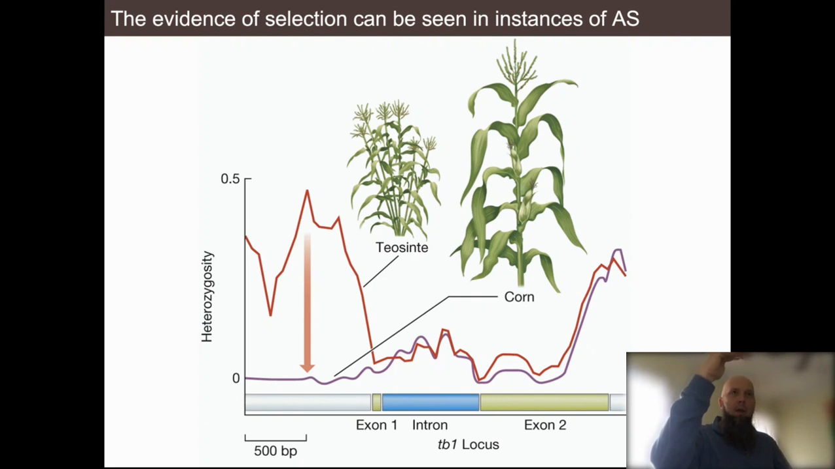Heterozygosity is high. But as selection has changed that population to create corn, the genetic variation in that region has gone down, down, down to the point where allele frequencies have reached 100%. And when that happens, there's no heterozygosity, right? Because there's only one allele. You can't be a heterozygote if there are no other alleles in the population. So what has happened is selection has removed genetic variation from this population.